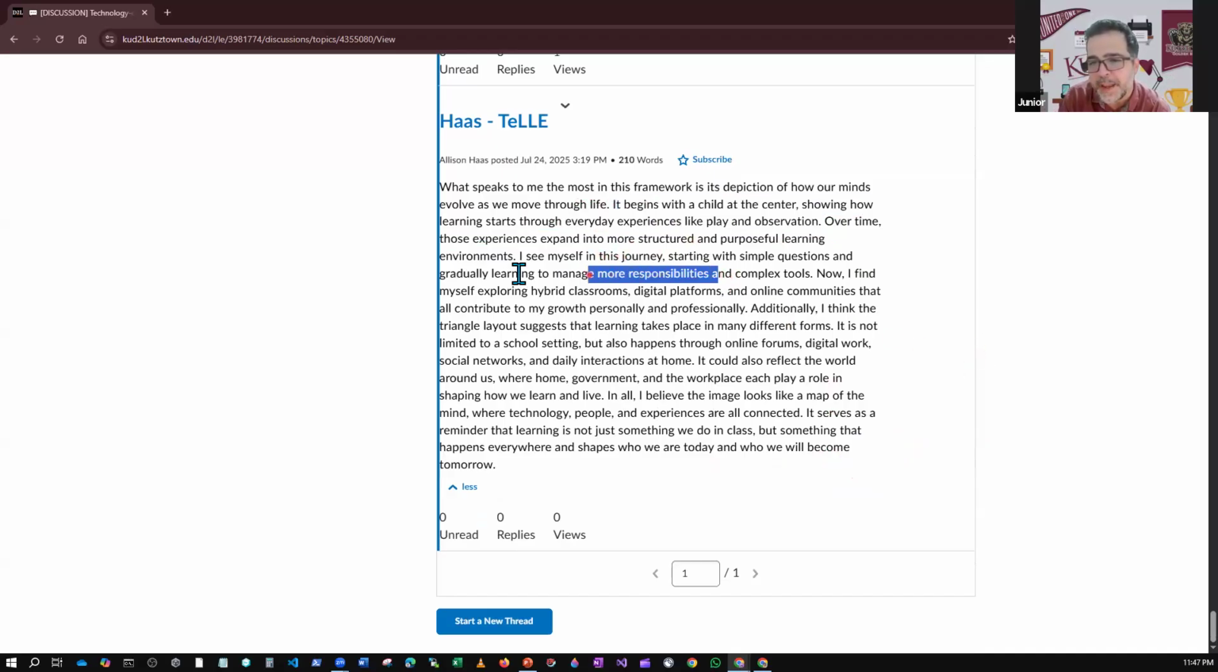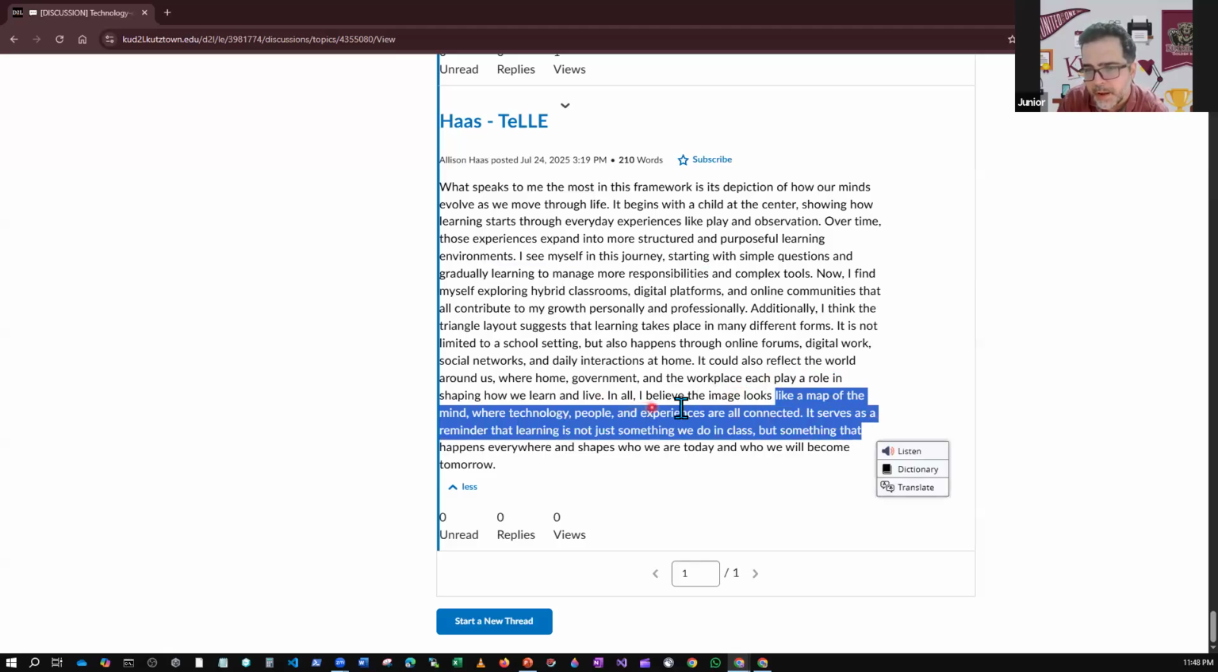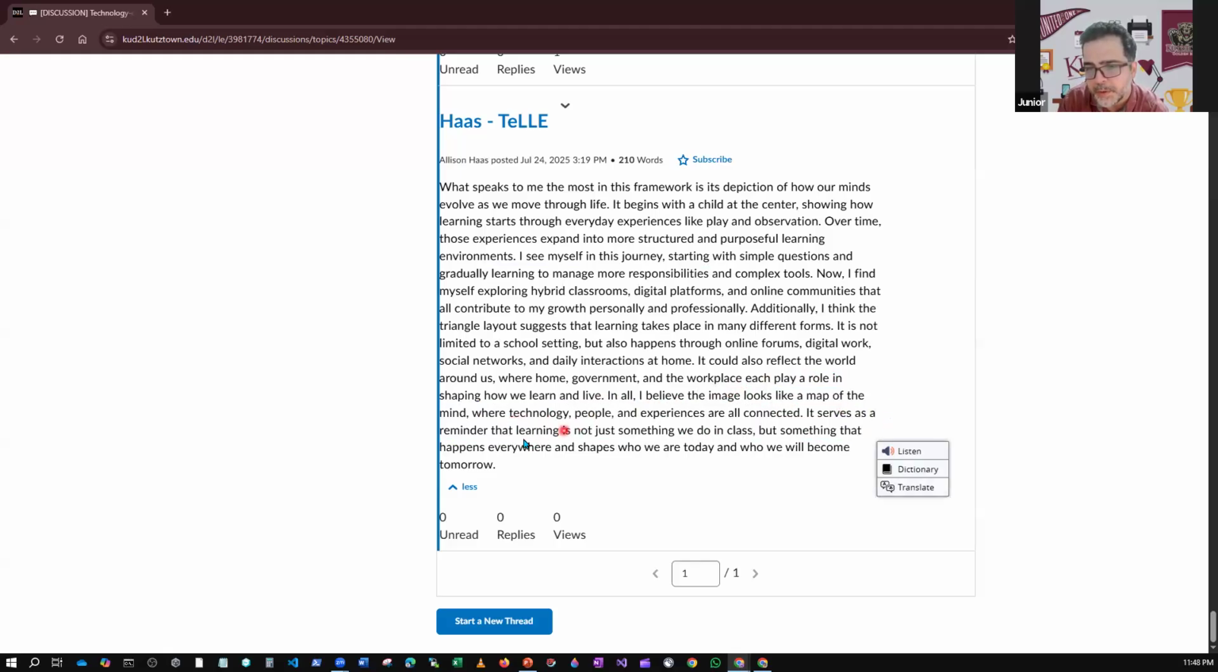See exactly what I said, like learning to manage more responsibility, learning to handle feelings at different stages of our lives or in different situations that happen, just like the passing of a loved one. Again, another connection with the mind map. Oh, wait, a map of the mind, the word technology.